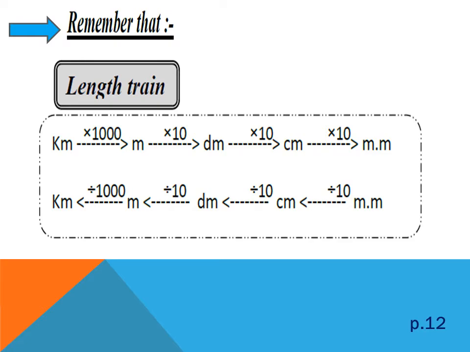Length train: from kilometer to meter multiply by 1000, from meter to decimeter multiply by 10, from decimeter to centimeter multiply by 10, from centimeter to millimeter multiply by 10. If we go backward, we will divide by 10. From millimeter to centimeter divide by 10. From centimeter to decimeter divide by 10. From decimeter to meter divide by 10. From meter to kilometer divide by 1000.